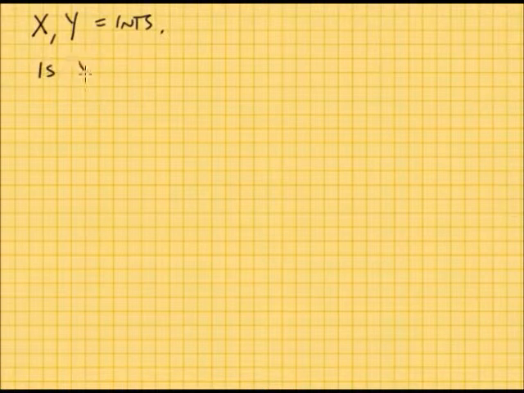Here we have a pretty straightforward DS prompt. It starts us off with a couple of variables. X and Y are integers. Let's get that down. And the question asks, is X greater than Y? So we have a yes-no question. That's going to mean a slightly higher level of attention to detail.